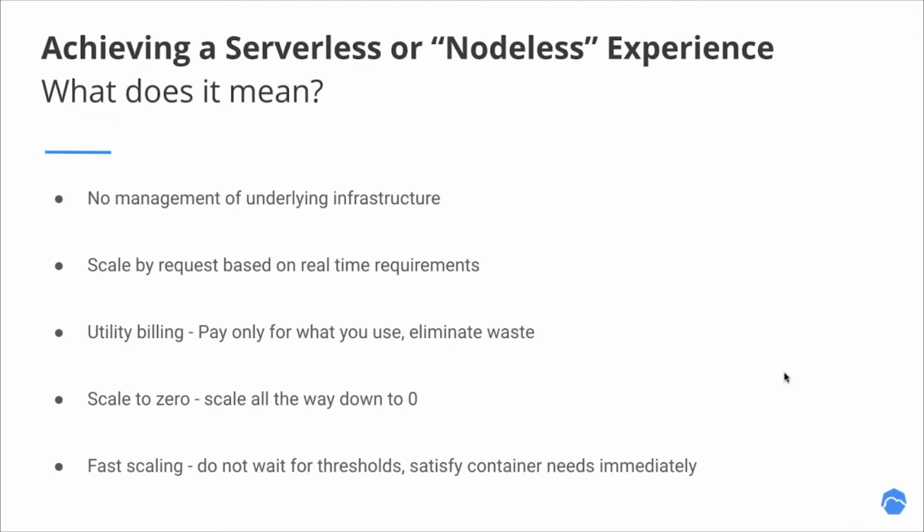What Ocean achieves is a serverless or basically a nodeless experience in Kubernetes. And what does that really mean to you? It means you're not managing any of your underlying infrastructure. Again, everything is driven by your containers and by their needs and dynamically changes. It means you're scaling by request on real-time requirements. That means your cluster might scale up and down every few minutes based on how your microservices are behaving, because again, there are hundreds of them and changes in the cluster happen regularly.